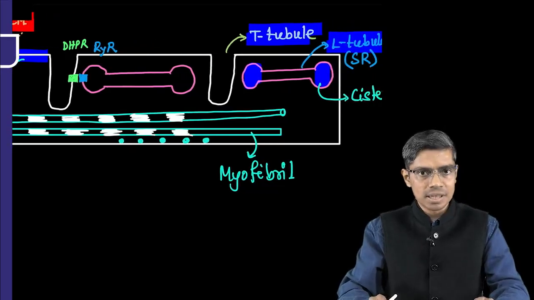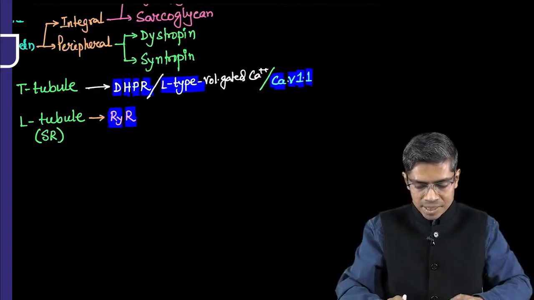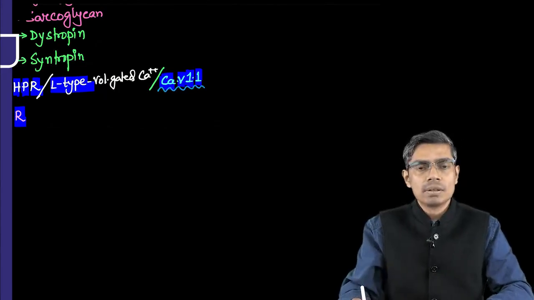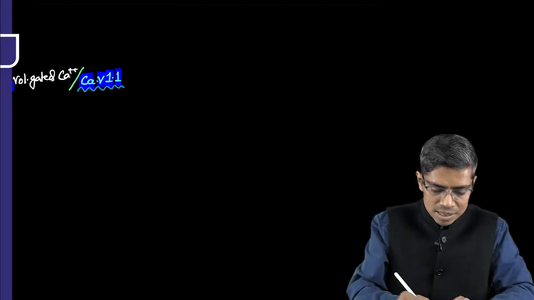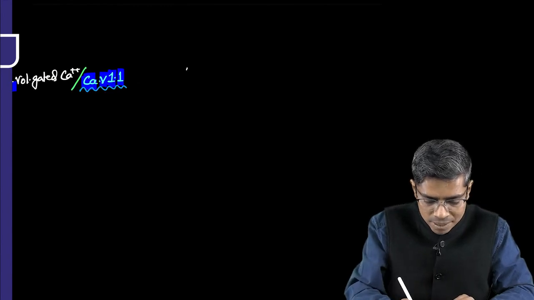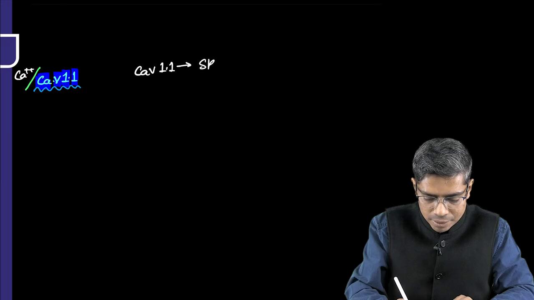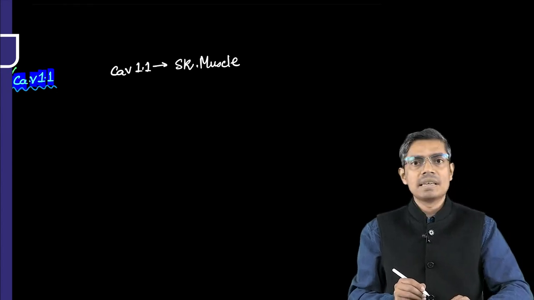RYR type of calcium channel. Now I told you that DHPR is also known as CAV 1.1. So what are the different subtypes or names of this? Please remember, this is very, very important. CAV 1.1 is present in skeletal muscle. So this is an L type voltage gated calcium channel, but for skeletal muscle, this is CAV 1.1.